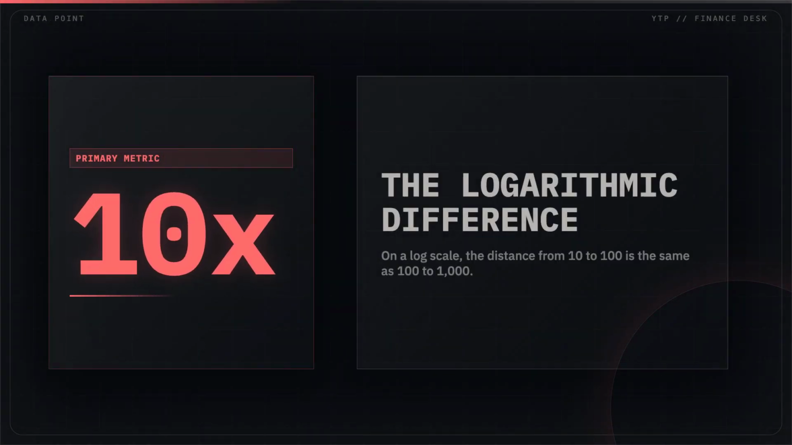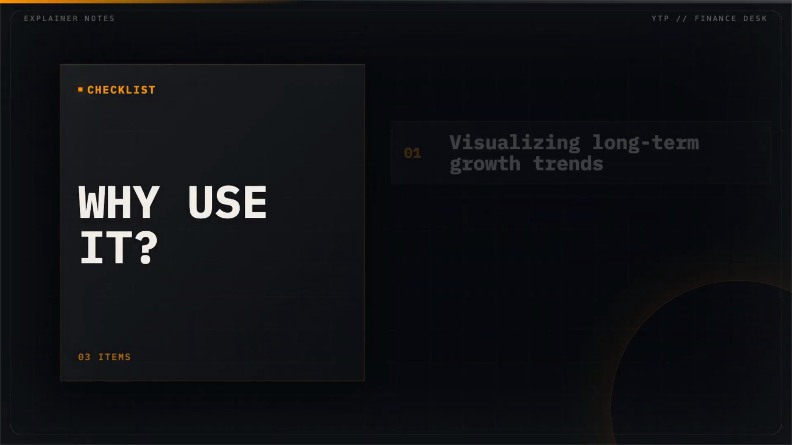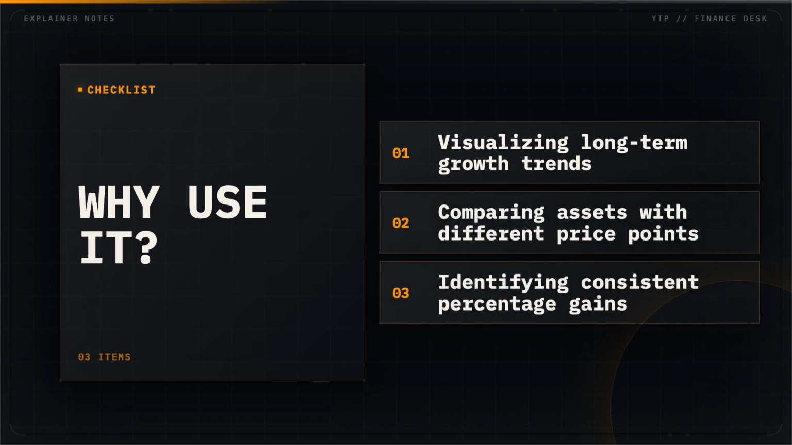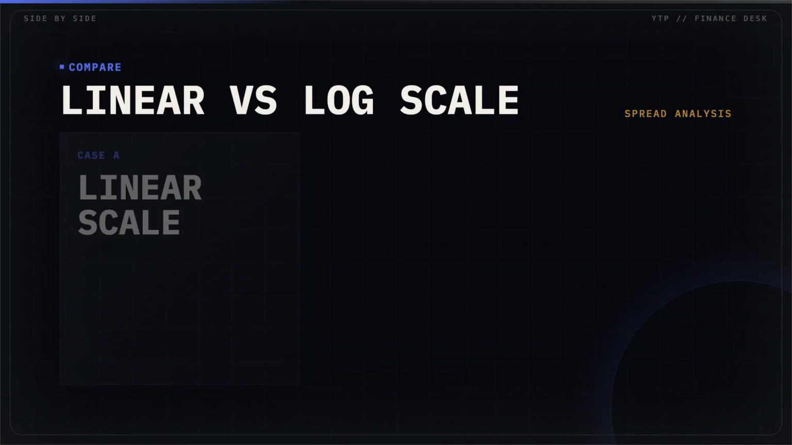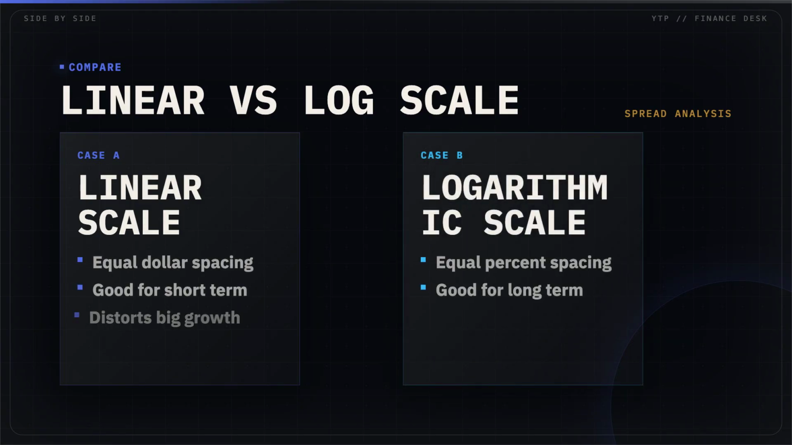On a standard chart, a move from 10 to 20 looks the same as a move from 100 to 110. That is misleading for long-term growth. Investors use these scales to see the true growth rate of a stock over decades, preventing recent large moves from visually dwarfing older ones. A linear scale focuses on the absolute dollar amount, while the log scale keeps the focus squarely on the percentage rate of return.